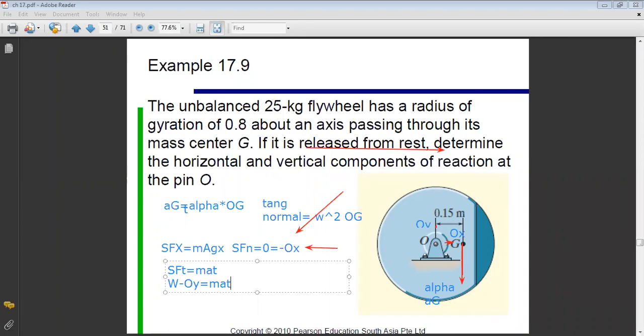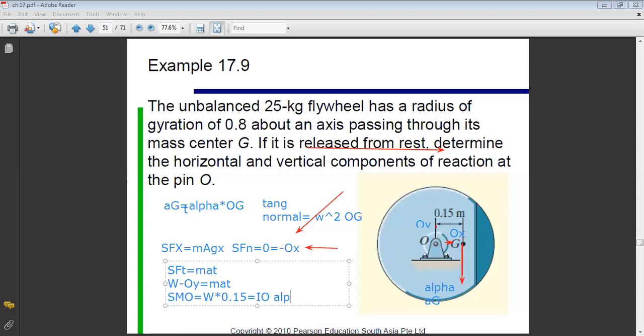And my third relation is sum of moment. I can apply sum of moment about O or about G, but it's better to apply it about O to cancel the moment of OX and OY. So if I do sum of moment about O, I get that it's equal to the weight W times the distance 0.15 equals I, inertia about O, times alpha.